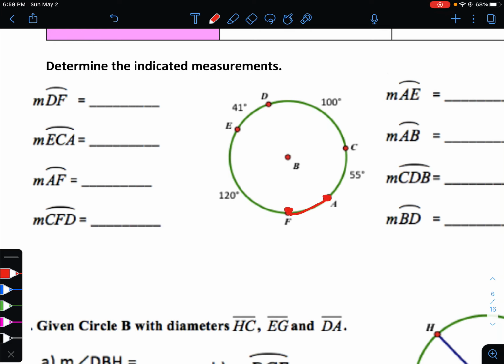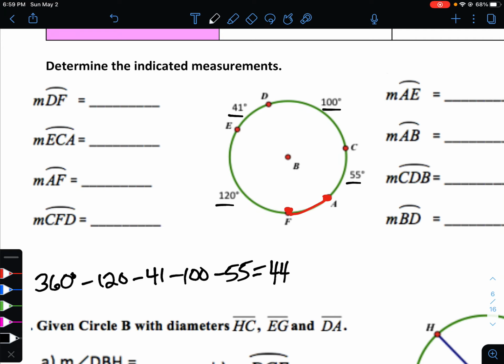Remember that the entire circle has to add up to 360 degrees. So if we take 360 minus each of the other measures, so minus 120, minus 41, minus 100, and then finally minus 55, that's going to give us the measure of that arc that we're missing, which ends up being 44 degrees. So that's going to be our measure for our arc AF or FA, depending on how you want to write that. That was the only one that we were missing. So let's go through and find the measure for each of these arcs.